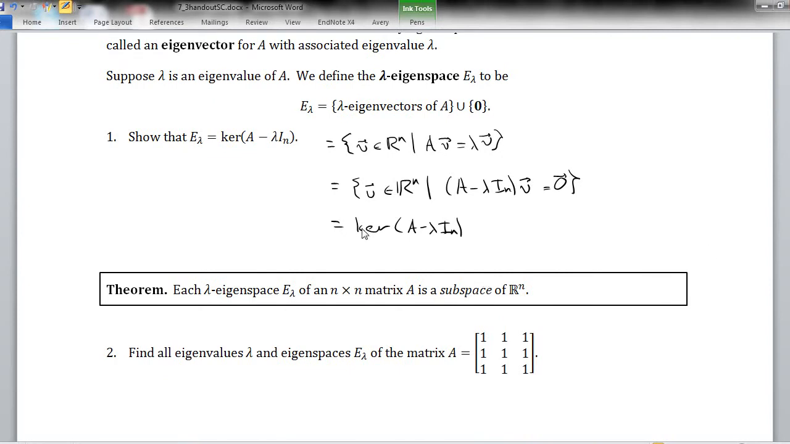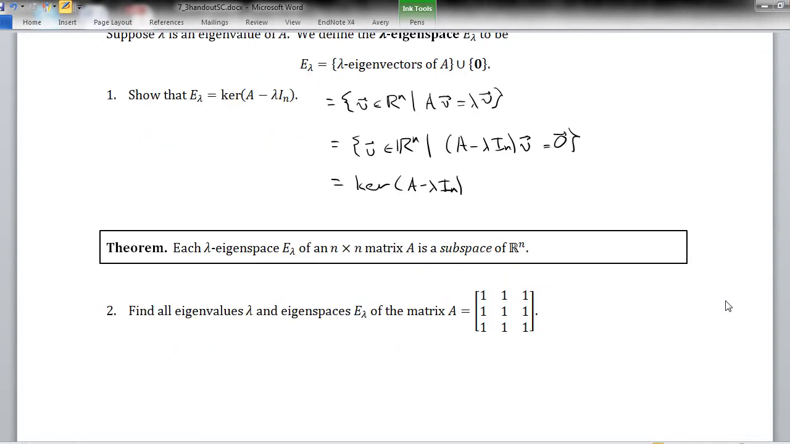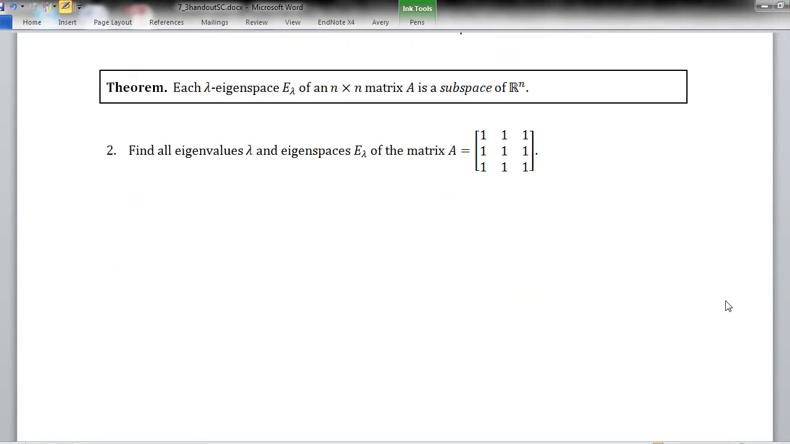And, well, it's really nice that it's the kernel of something, right? Because we know that kernels are always subspaces. So here's a theorem. Every lambda eigenspace of an n by n matrix A is a subspace of Rn. Okay. We noticed this earlier when we were playing around with the pictures in Mathematica that, you know, if we had an eigenvector in some direction, then basically everything else in that direction was also an eigenvector with the same eigenvalue lambda, right? And the same thing would hold if you took linear combinations of a couple eigenvectors with the same eigenvalue. Then all the linear combinations would still be eigenvectors with the same eigenvalue. And so you get subspaces. These things are closed under scalar multiplication and addition.